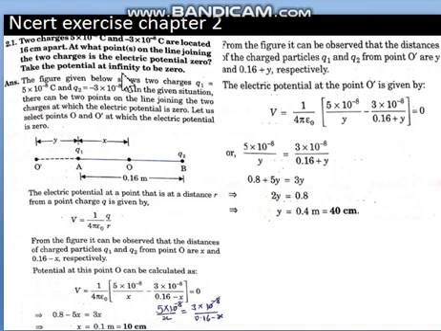Question number 1 is that we are given two charges. The values you can read from here. They are located 16 centimeter apart, and the question is at what point on the line joining the two charges the electric potential is 0.